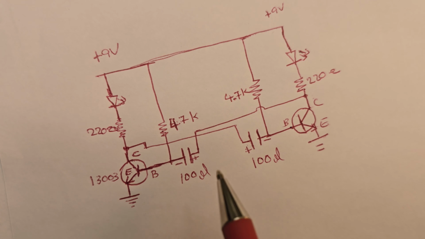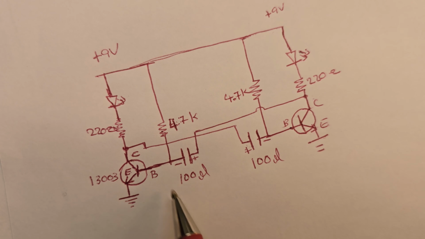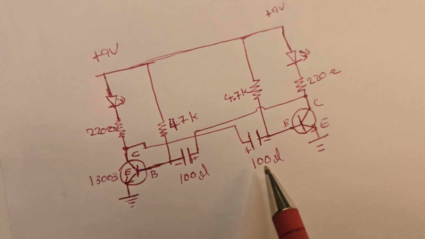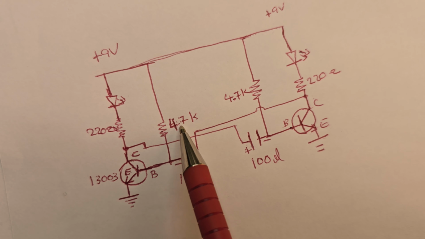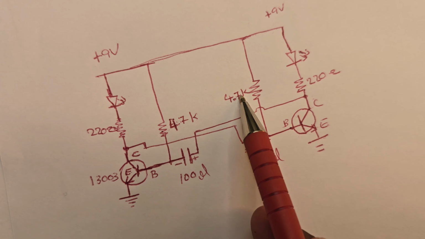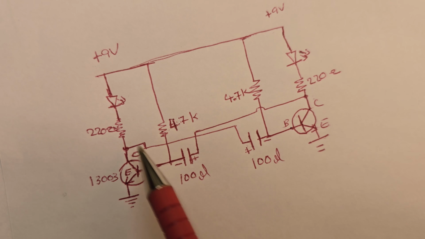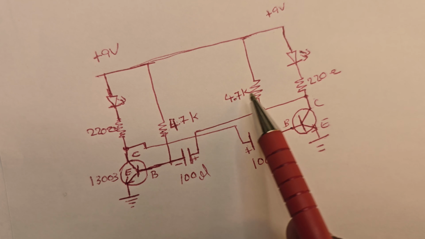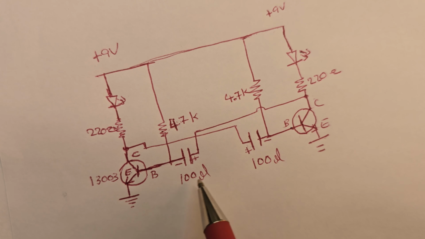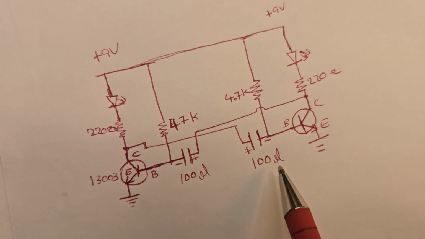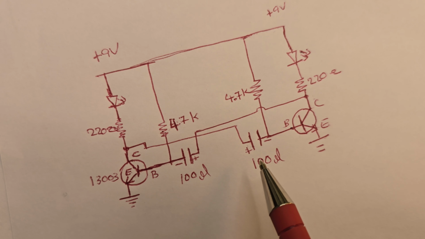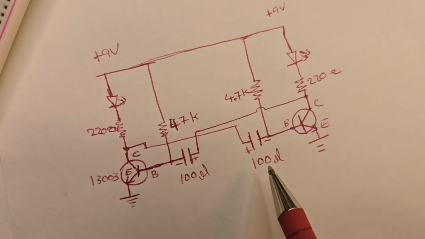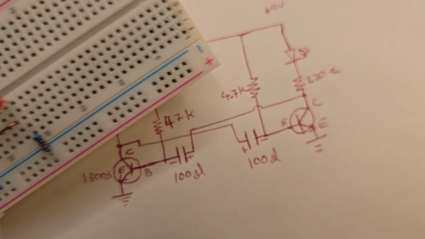The speed of flashing of the LED depends on this capacitor's value. Higher the value, lower the speed. It also depends on these base resistors, but I don't want to touch the base resistors or change their value to control the speed. I just change the capacitance. If I use 1000 microfarad, my flashing will be slower, and if I use a lower capacitor like 22 microfarad, it will flash faster.